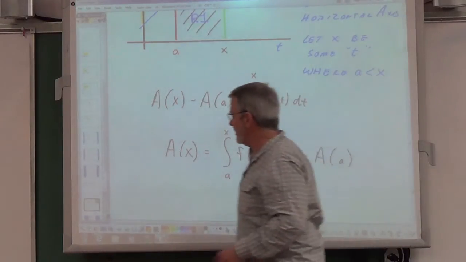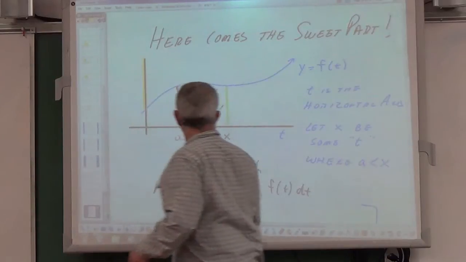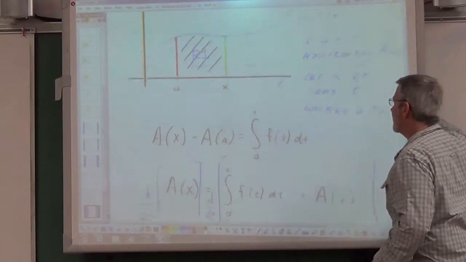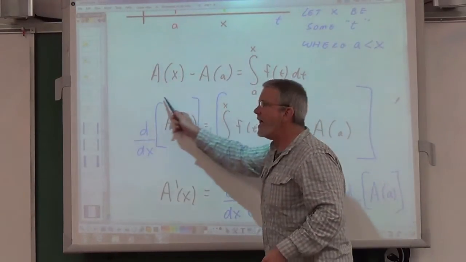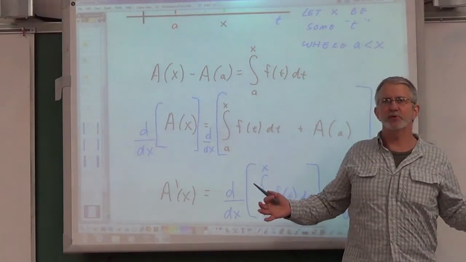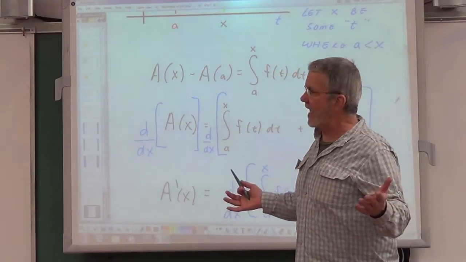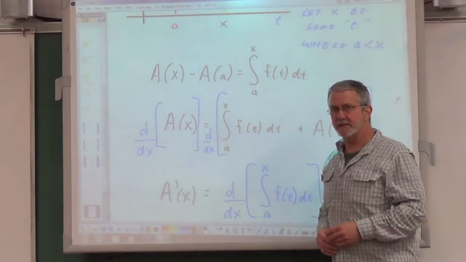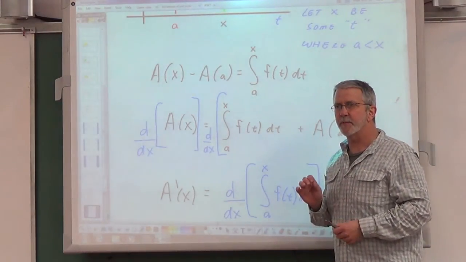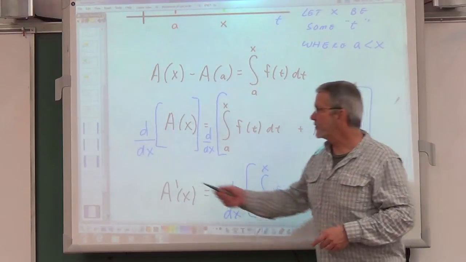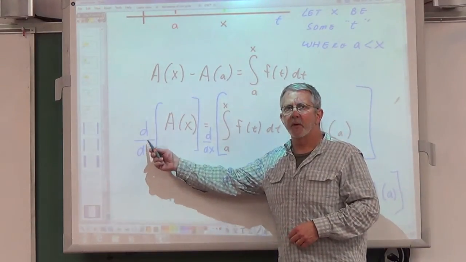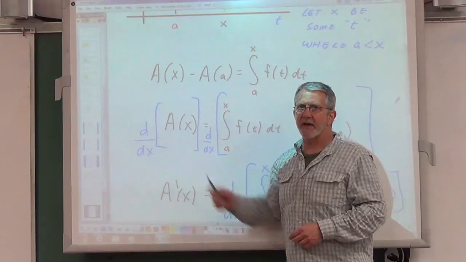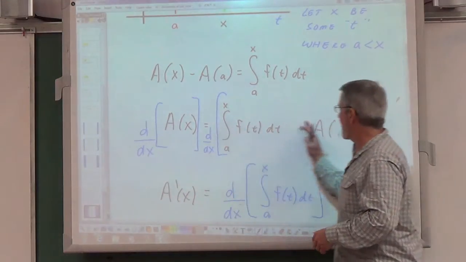And what I'm going to do here, I'm going to go back to that statement right here. I'm going to differentiate both sides of that equation. Done that lots? I'm not only going to differentiate both sides of that equation, I'm going to differentiate both sides of that equation with respect to x. So I'm going to take d dx of A prime of x. I'm going to take d dx of this sum.